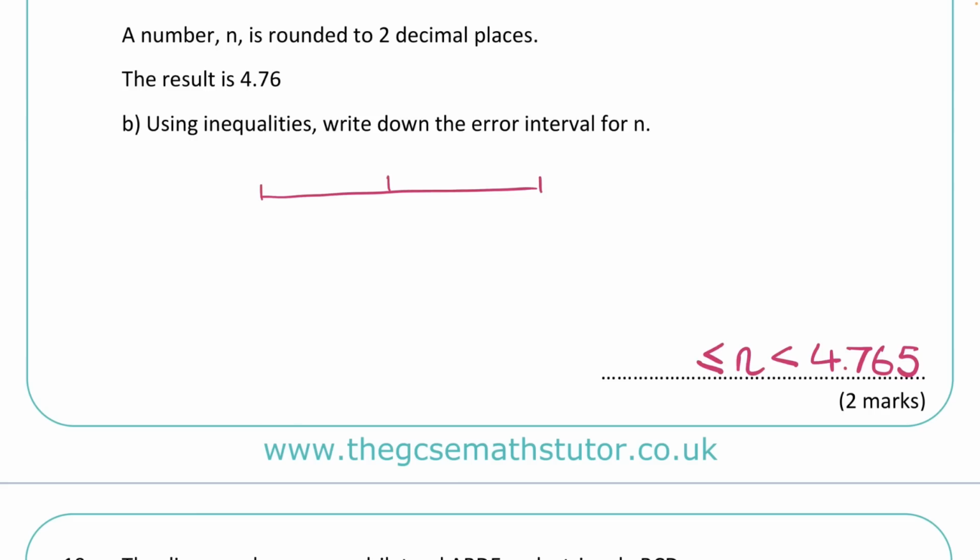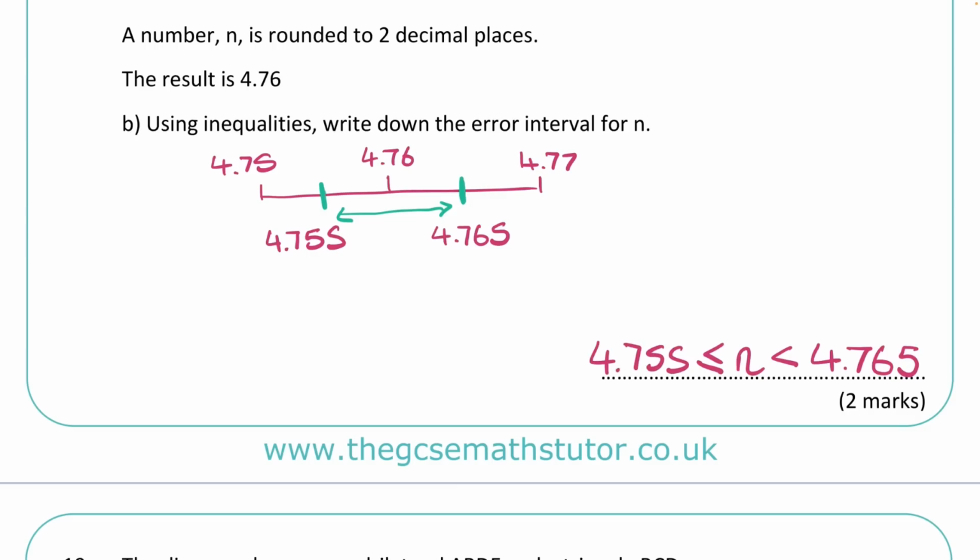We'd have to zoom in pretty close to a number line, but you would have 4.76, the number above would be 4.77 if we were zoomed in close enough to see 2 decimal places, and 4.75 would be just before that. We are looking at the bounds in the middle, which is where it rounds, or inside that it rounds to 4.76, and the upper bound there, which we've already written down, is in between 4.76 and 4.77, which is 4.765, and on the left there it's between 4.75 and 4.76, and it's just 4.755. And there we go, that is our lower bound, 4.755.